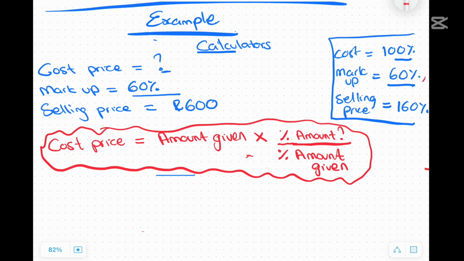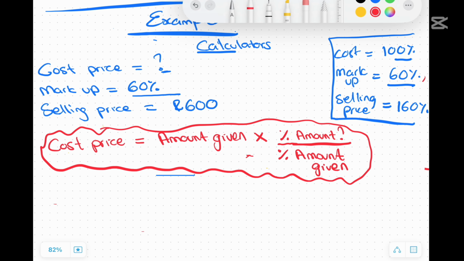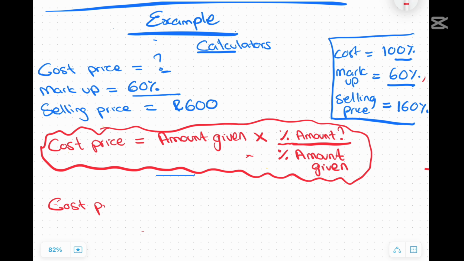So let's look at the information that has been given to us. We are calculating the cost price because that's the amount which is missing, right? We are trying to figure out how much is our cost price. So cost price equals to amount given. Which amount has been given to us in our information? The amount that has been given to us is 600. Okay, so 600 multiplied by the percentage of the amount that is missing.